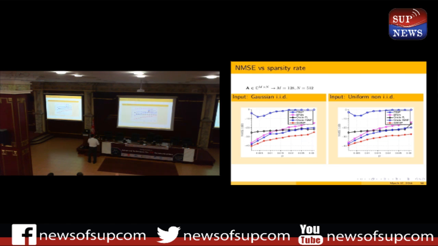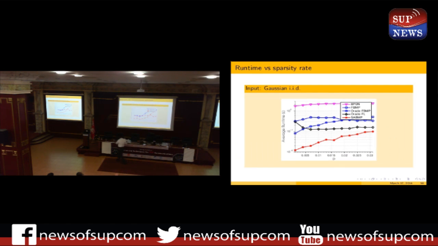Now some will say, you know what, you're gaining in performance, probably you are more complex, right? Well, let's see the complexity. This is the complexity, the average runtime versus the sparsity. And as you can see, our algorithm is also the fastest. The other algorithms are much slower.